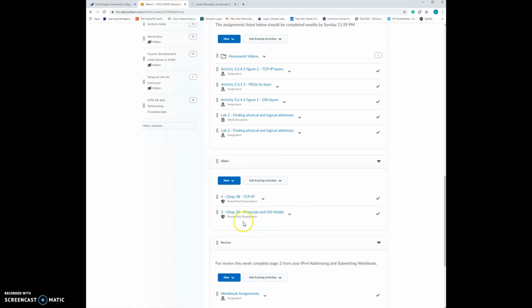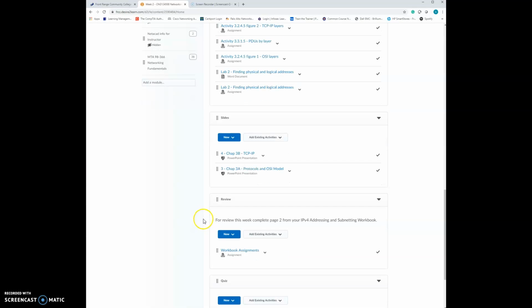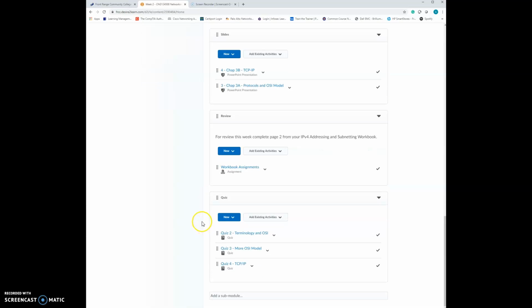There are some slides covering Chapter 3, TCP/IP, and then protocols of the OSI model. But they're just two different ways, once again, to look at how networks handle encapsulation through packets and bits. And I believe that's it.